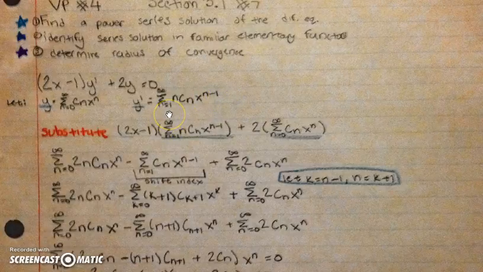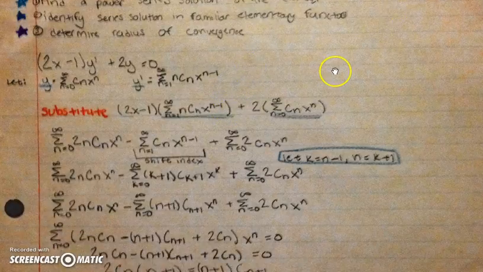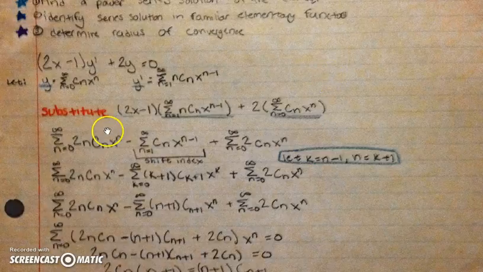Now the reason why n equals 1 down here is because you can't have a negative exponent, because if you had n equals 0, it would be 0 minus 1, which would be minus 1, which doesn't work. But you can have x to the 0, so 1 minus 1 equals 0, so that works. The next thing we want to do is substitute our y and our y prime in. So when we substitute, we get (2x - 1) times the summation n equals 1 to infinity of n c_n x^(n-1) plus 2 times the summation n equals 0 to infinity of c_n x^n.